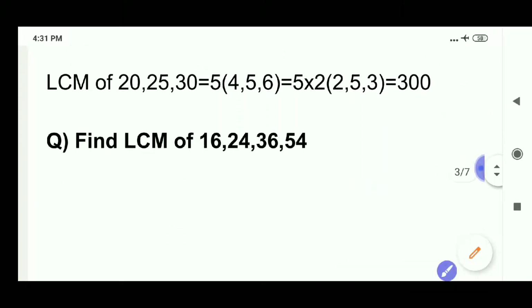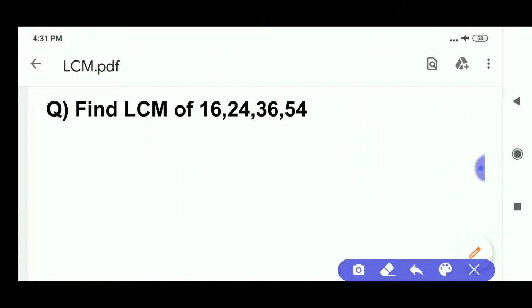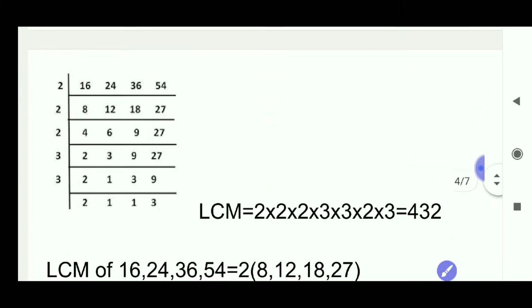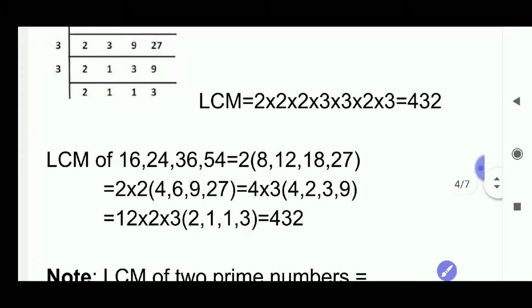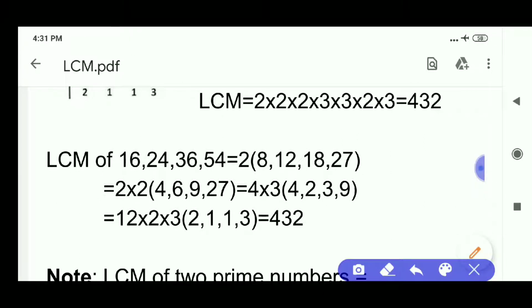That's all. Find LCM of 16, 24, 36, 54. Observe carefully and multiply it. You will get 432. In another style, LCM of 16, 24, 36, 54 is equal to, all are divisible by 2. So 2 into (8, 12, 18, 27).